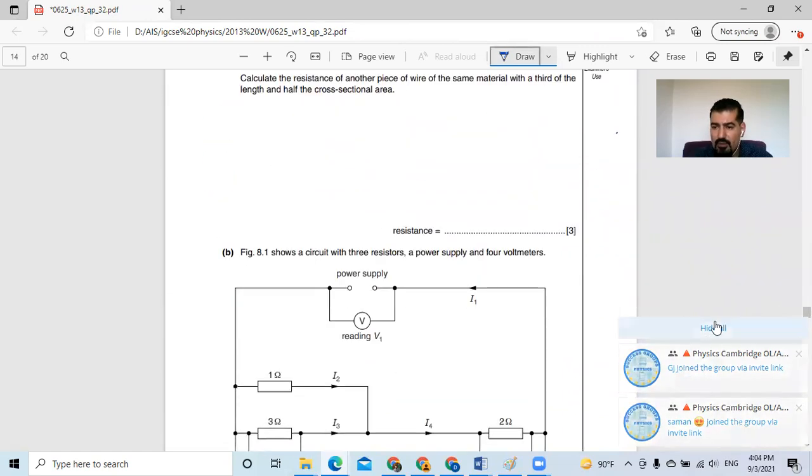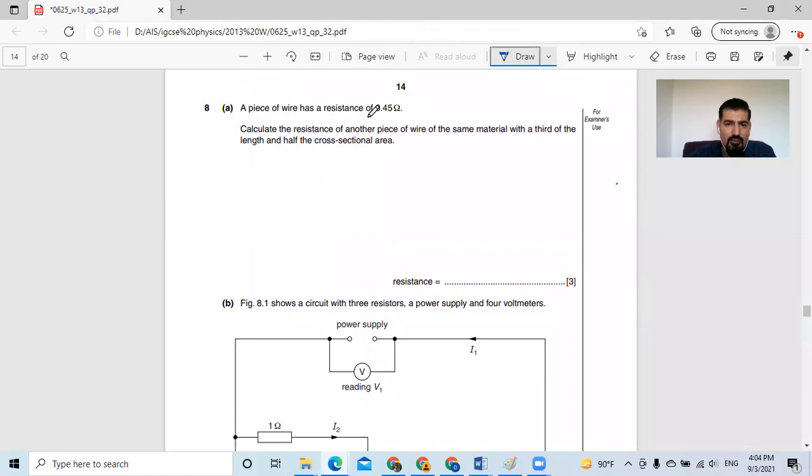A piece of wire has a resistance of 0.45 ohm. Calculate the resistance of another piece of wire from the same material with a third of the length and half the cross-section area. So we have wire 1, wire 2. We have length, area, resistance. The length for the first wire is L, the area is A, and the resistance is 0.45. The length here is L divided by 3 and the cross-section area is A divided by 2. What will be the resistance?